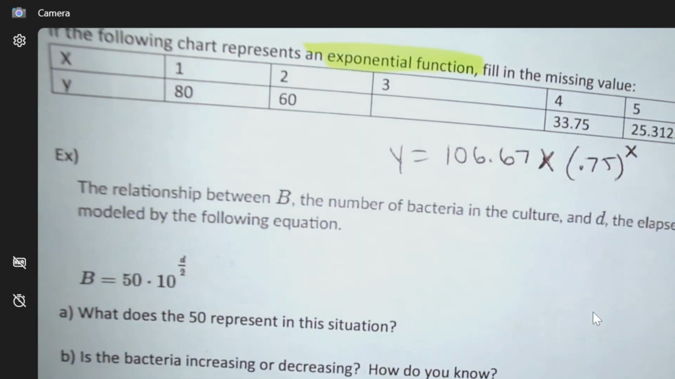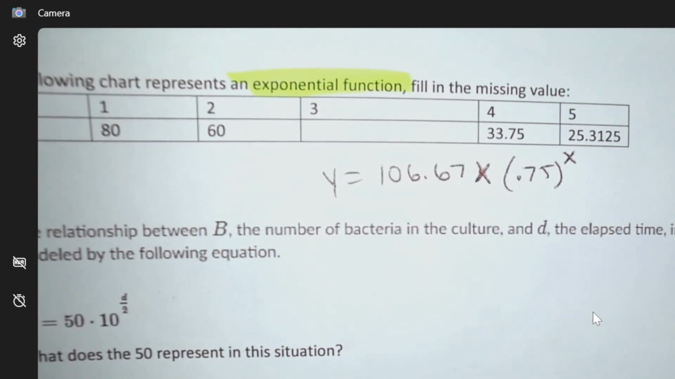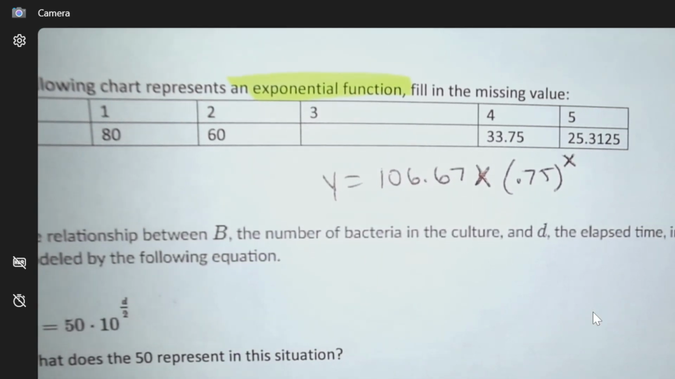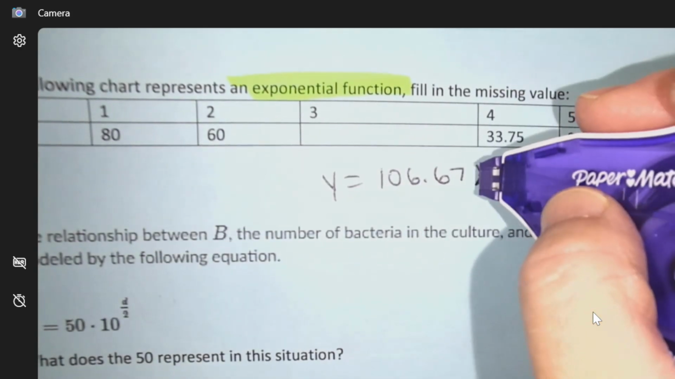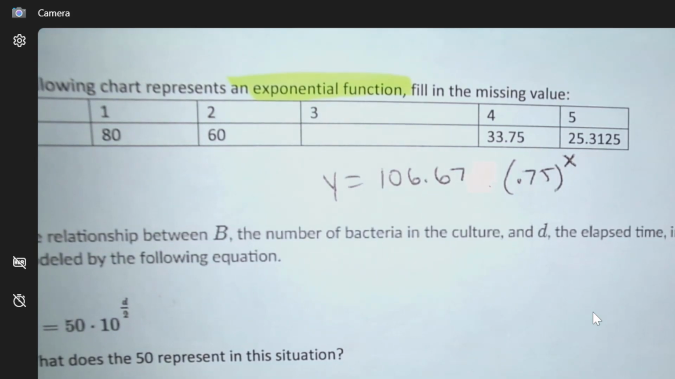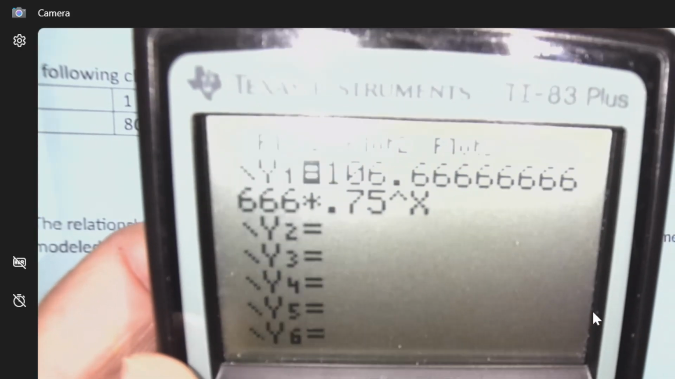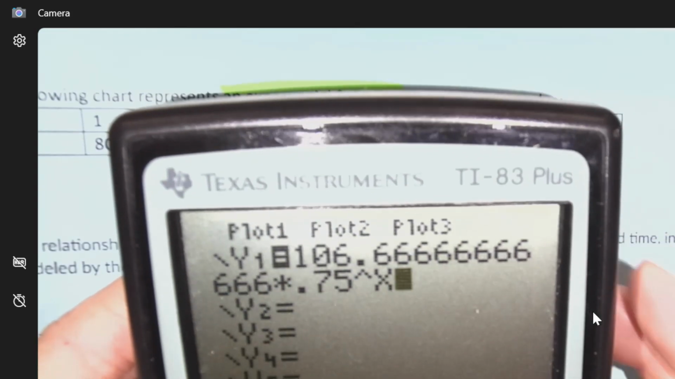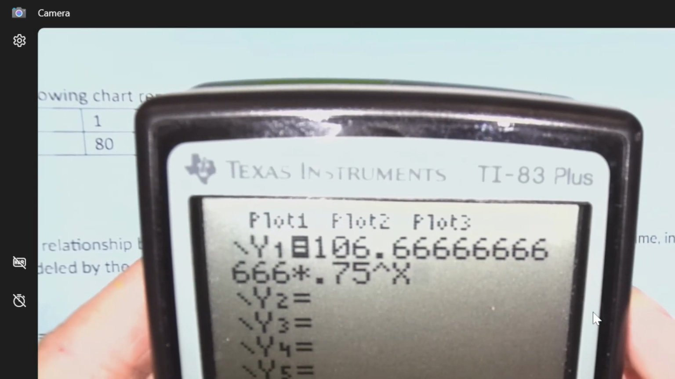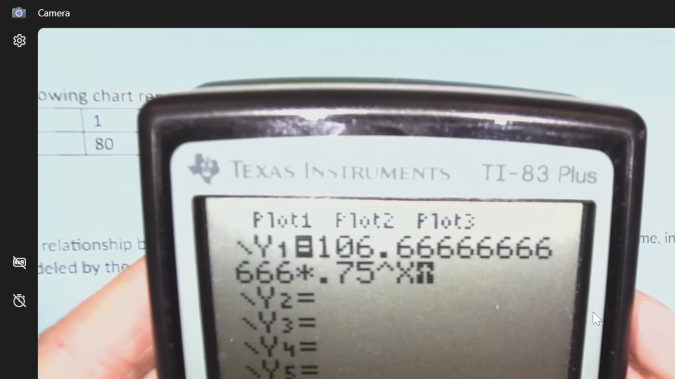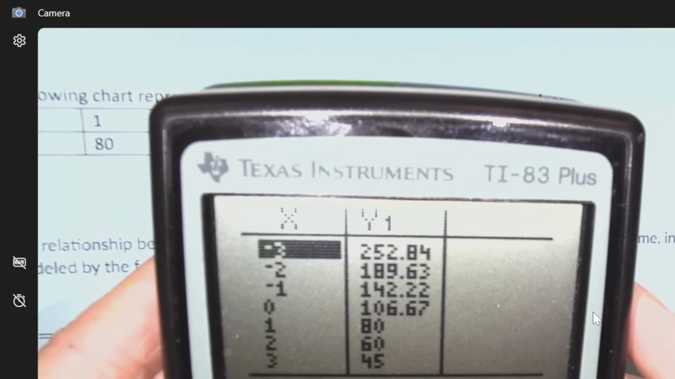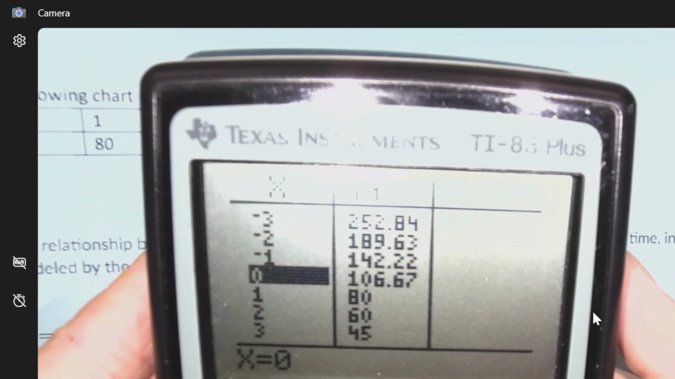So there's your equation. Sorry, I just don't like my time symbol. Okay, there's my equation. I'm going to go y equals vars, copy paste. And I'm not even going to graph it. I'm going to go straight to my table. And then here it is.